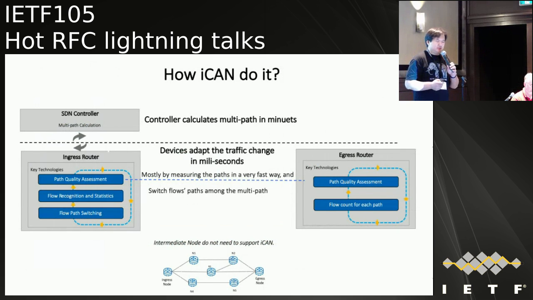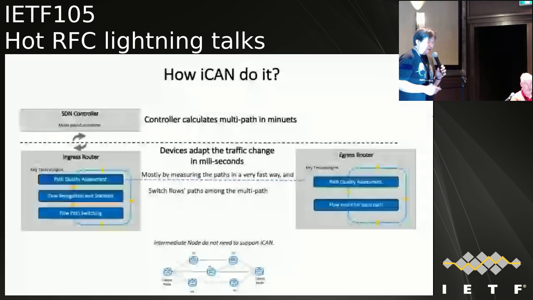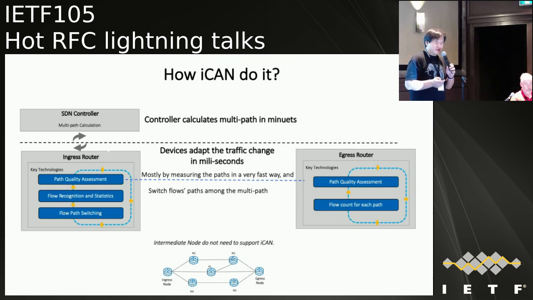And the basic principle of the ICAN technology is that we use the SDN controller to calculate multiple paths between each pair of ingress and egress routers. And after that, the routers will, by themselves, adjust the flows between the multiple paths based on the continuous measurement of the path congestion situation. This is done in a very fast manner, at millisecond level.